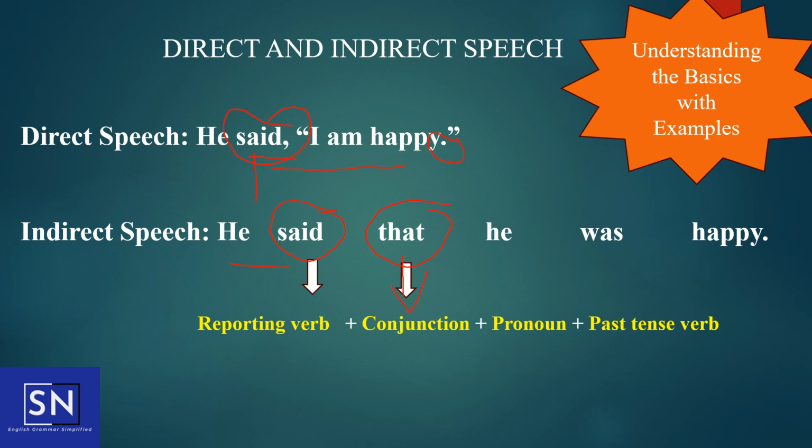Now, the I in the direct speech has changed to he in indirect speech. That is, change the pronoun. In this case, the pronoun I changes to he. Then adjust the verb tense. Since the reporting verb is in the past tense said, the present tense verb am changes to the past tense verb was. That means present tense should change to past tense.